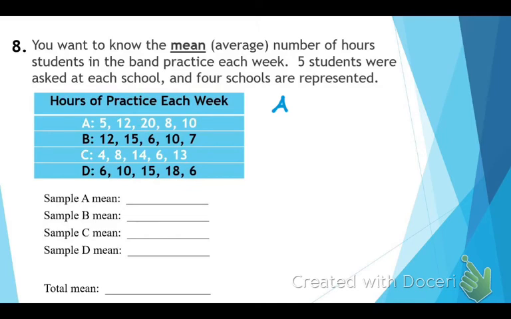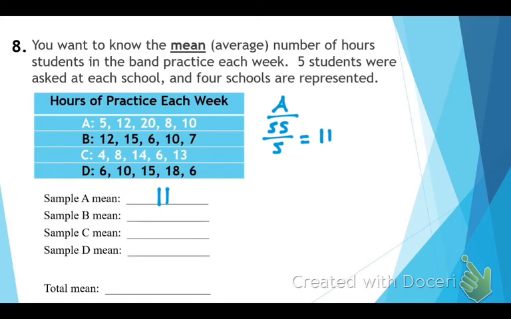How many total hours did school A practice? 55. We're going to divide that by the number of students we asked, which was 5. So 55 divided by 5 is 11. We're going to put that 11 down here where it says sample A because that came from school A.